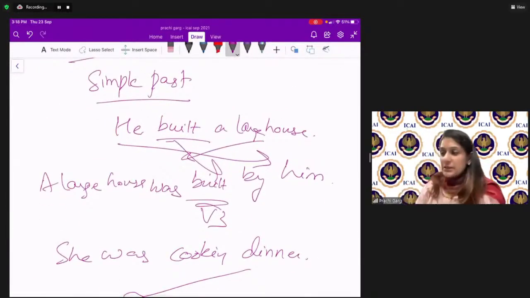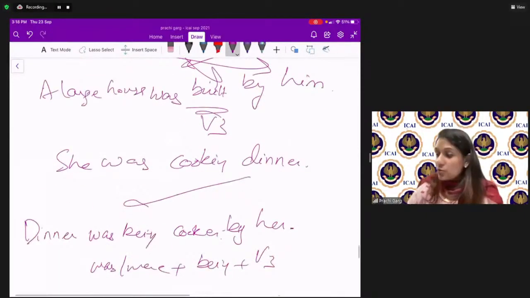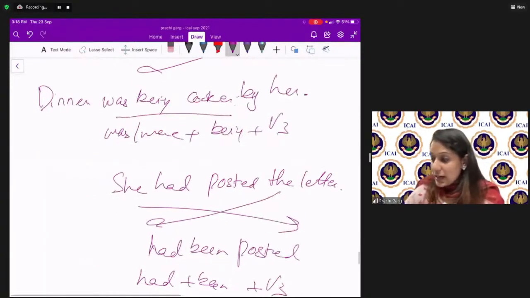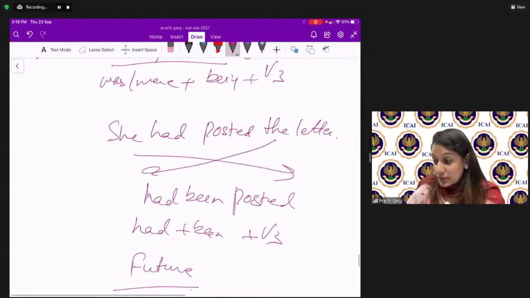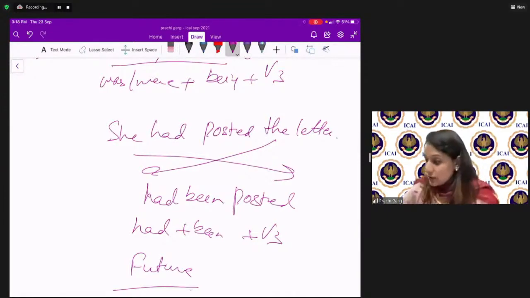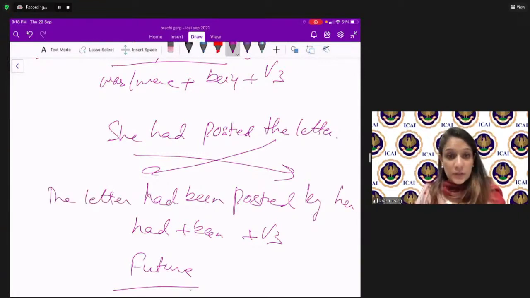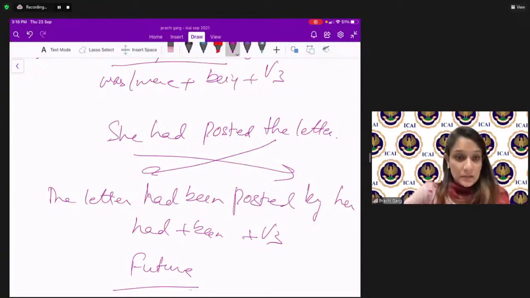He built a large house. A large house was built by him. She was cooking dinner. Dinner was being cooked by her. So this is the rule side by side. She had posted the letter. The letter had been posted by her. Okay. Yes. Is past clear to you?